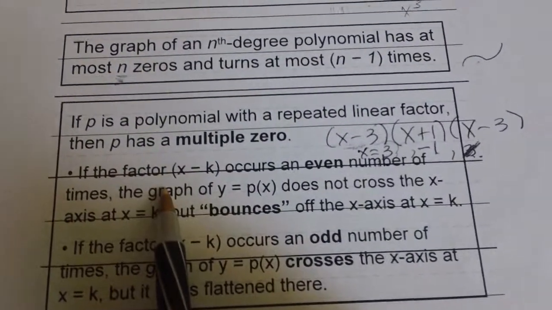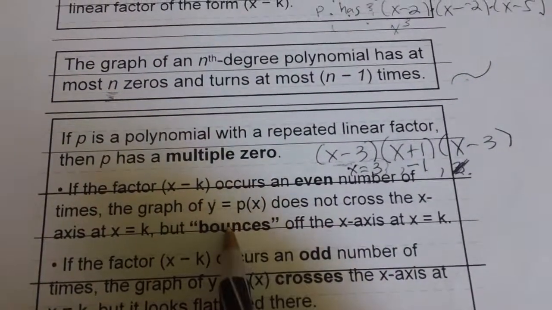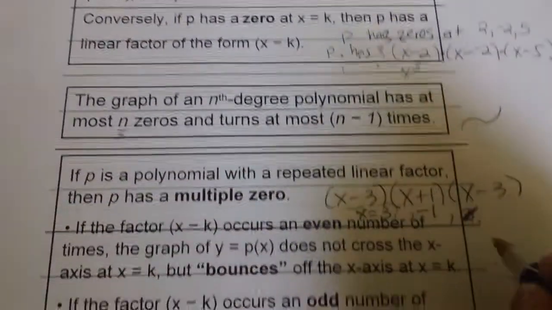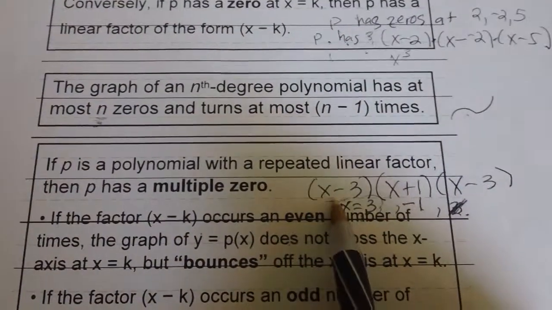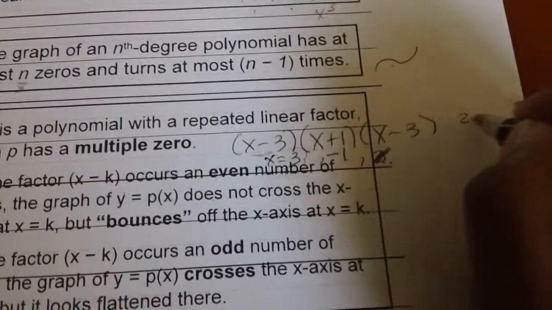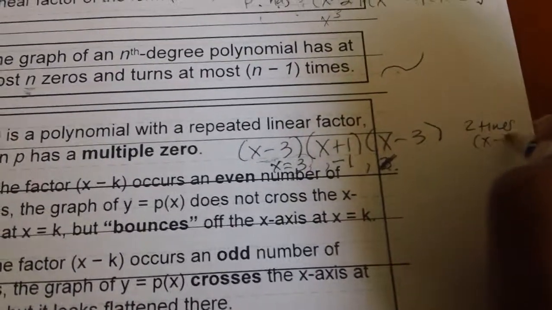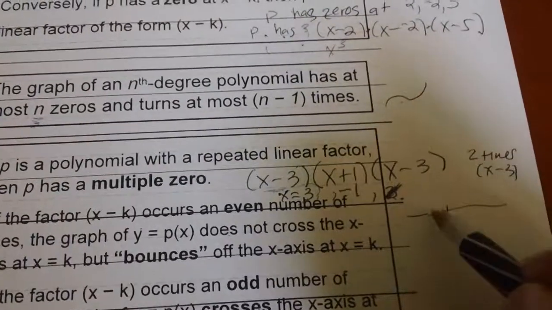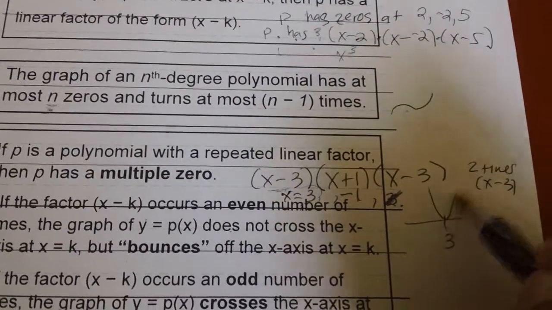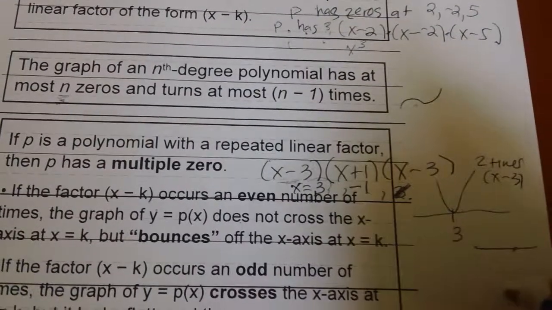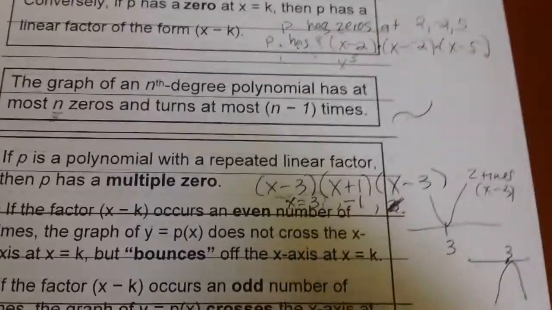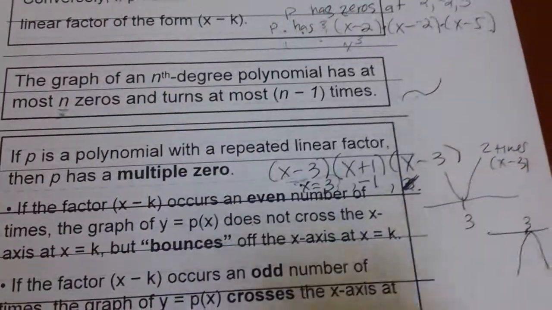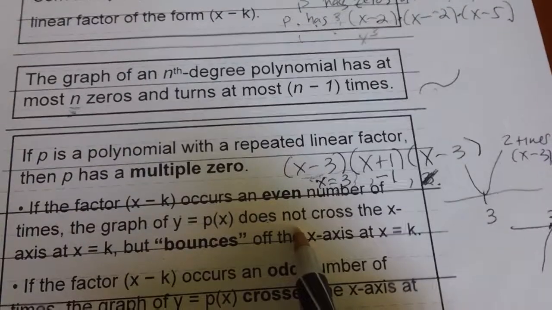Now, if the factor occurs an even number of times, then the graph of y equals p of x does not cross the x-axis but bounces off. So in this case, the linear factor x minus 3 is repeated 2 times. So if I were to graph the function at that point of 3, it's either going to do something like this, which means bounce off, or it's going to do something like this. Because the linear factor x minus 3 occurs 2 times, which is an even number of times.